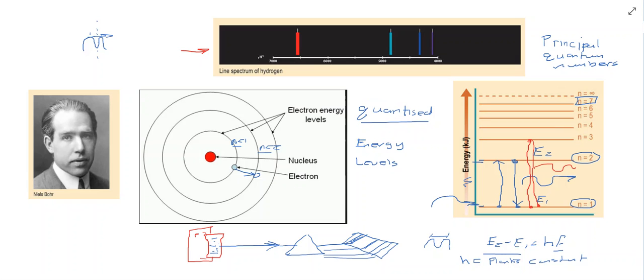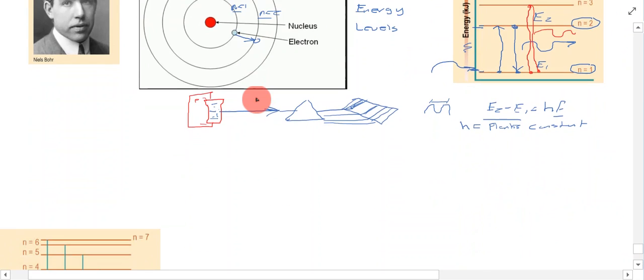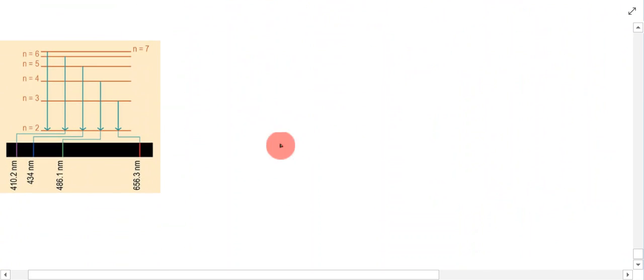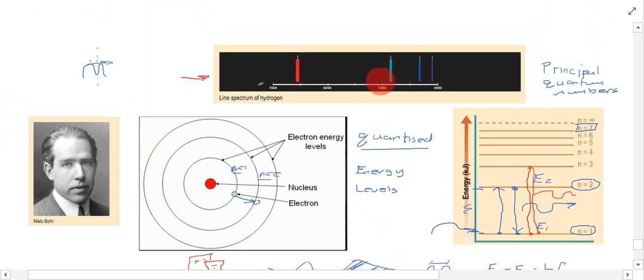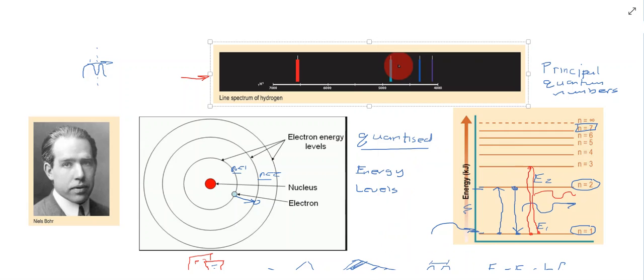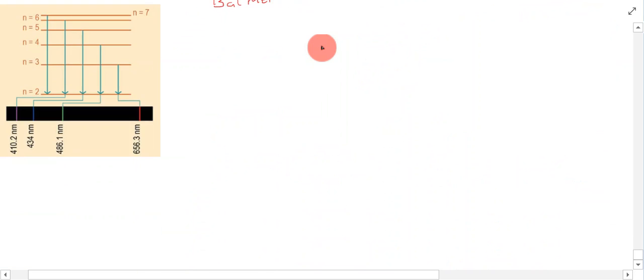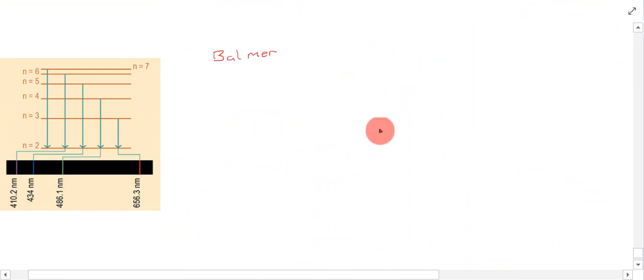electromagnetic spectrum. Now, if we have a look here, what we have is what's known as the Balmer series. And the Balmer series is really this visible line light spectrum for hydrogen that we're talking about here. I'll just put it down here.